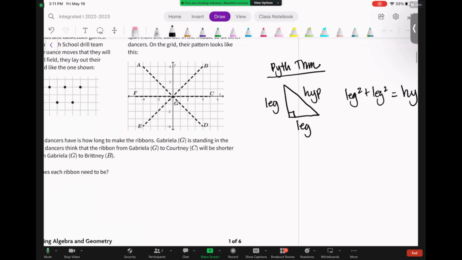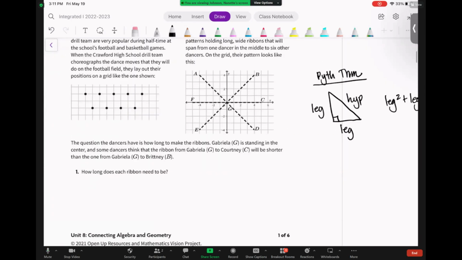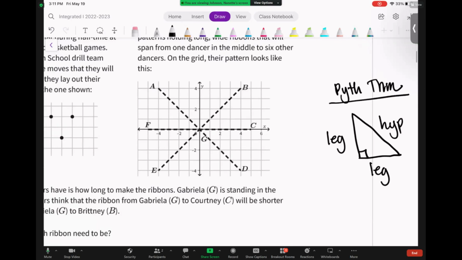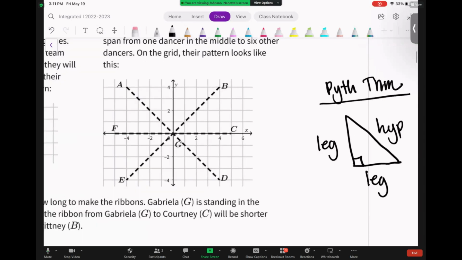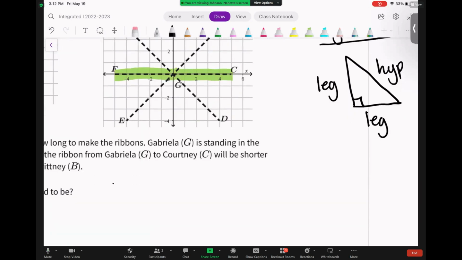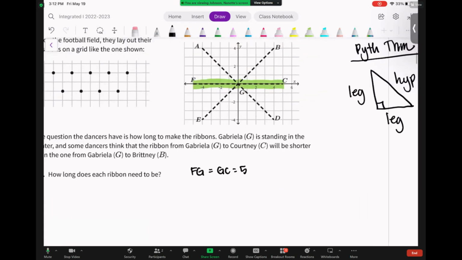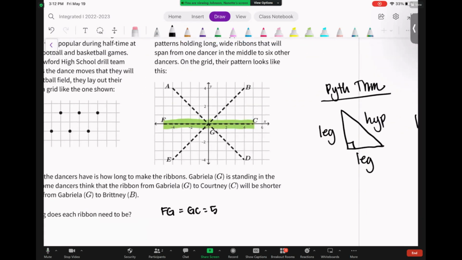So how long does each ribbon need to be? Well, for this one, it looks like from G to C, that's just 5 units long. So that's going to be true for FG and GC. So I'm going to write that: FG equals GC equals 5. The next one that we're going to try to figure out is GB.